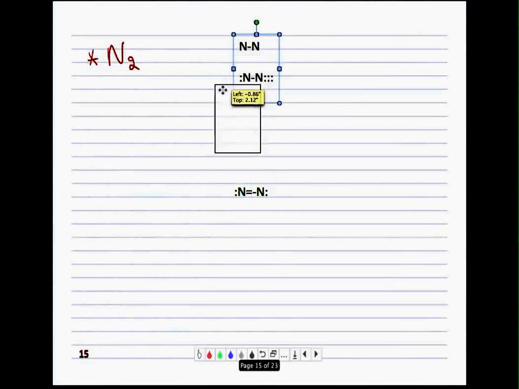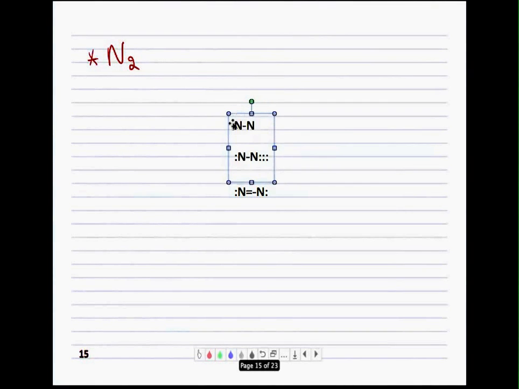So 1, 2, 3, 4, 5, 6. Now this nitrogen has 8 electrons, so I can't add more lone pairs to it. 6, 7, 8. Clearly, this one here has the octet. It has 8 electrons: 1, 2, 3, 4, 5, 6, 7, 8. Now this one has 1, 2, 3, 4, so it needs 4 more electrons. So I'm going to borrow those 2 electrons and put them in bonding, and those 2 electrons and put them in bonding.